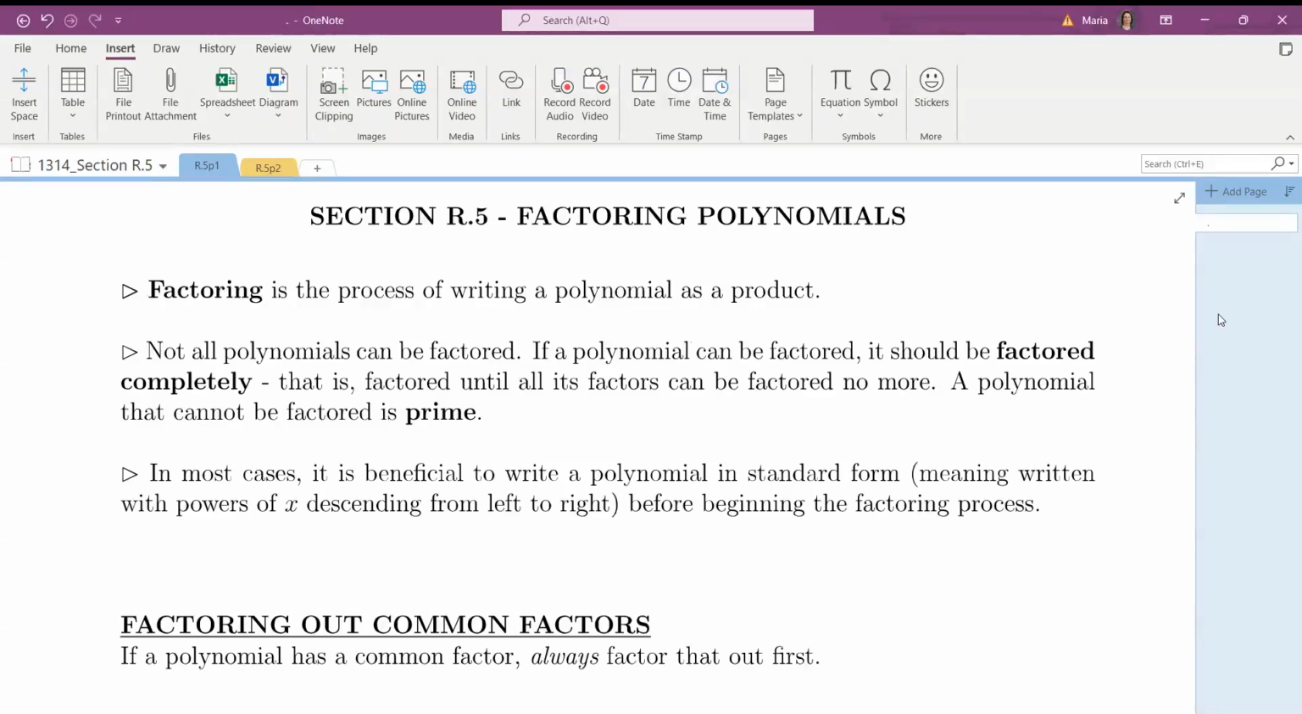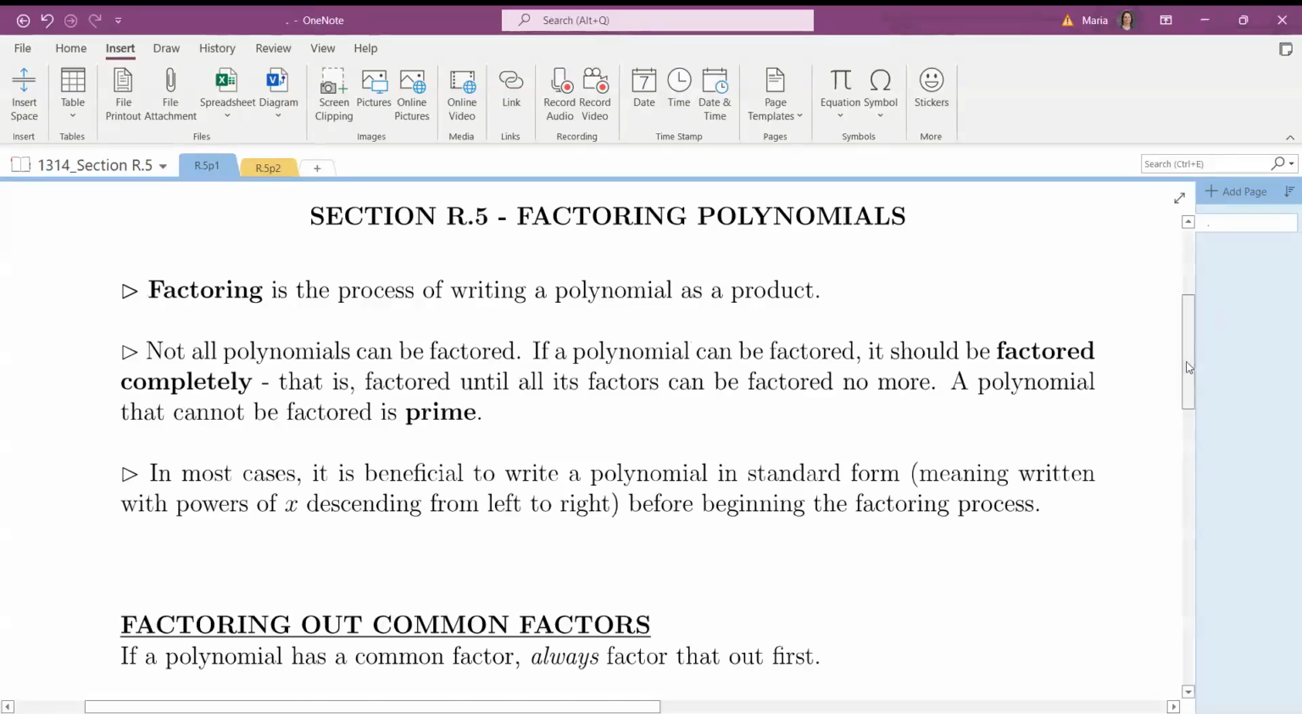In most cases, it is beneficial to write a polynomial in standard form, meaning written with powers of x going down from left to right, before even trying to factor. Okay, so that is really helpful. When you have a polynomial, you want to make sure it's written so that all the powers of x, or whatever variable you're using, are going down from left to right before you even attempt to factor.